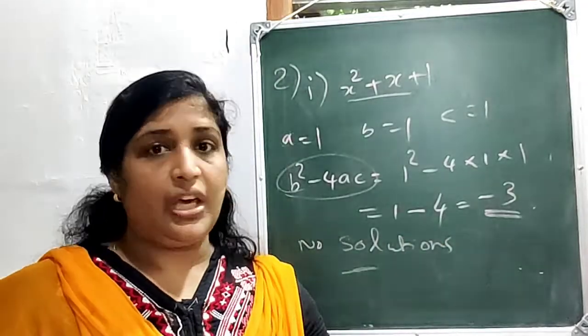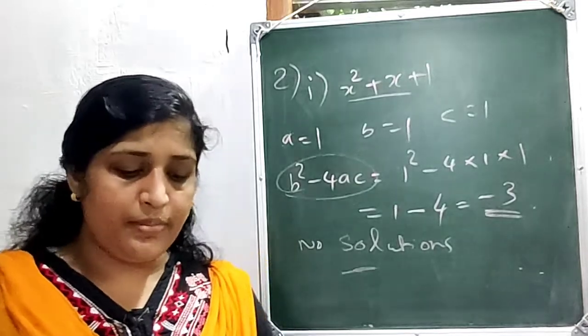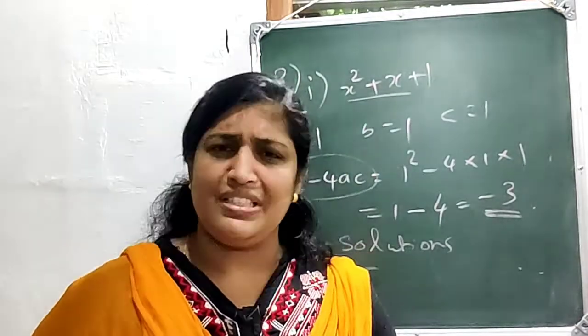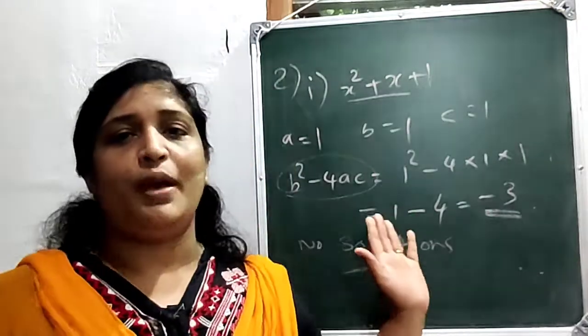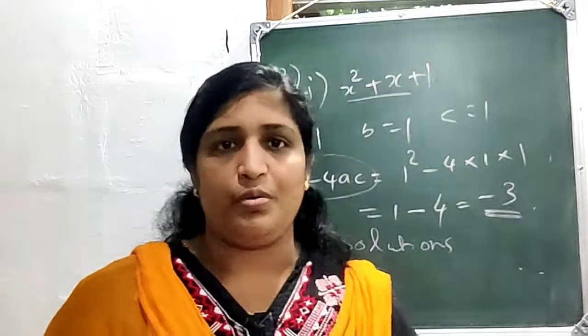Okay, similarly we can find out the rest of the problems, that is question numbers 2, 3 and 4. Do that as homework. It's very easy. You can show b square minus 4ac is less than 0. Therefore, it has no solutions.